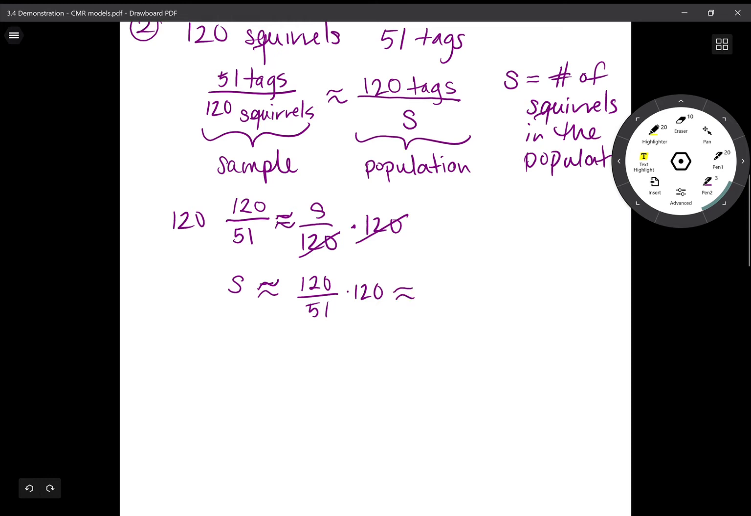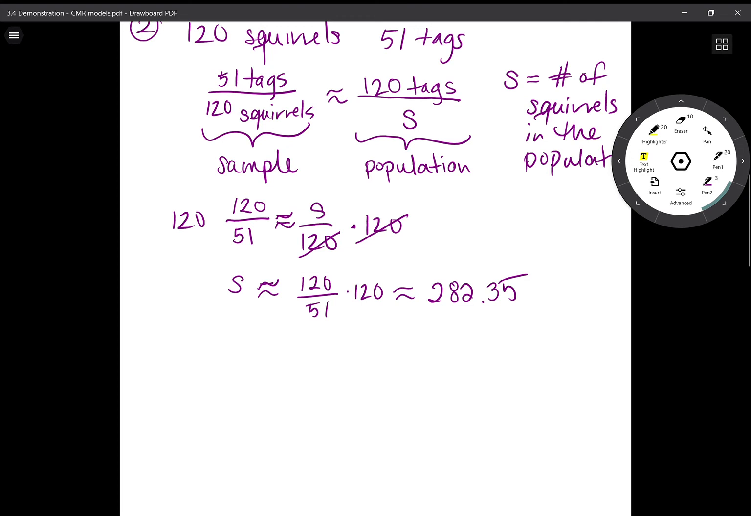Which is approximately, hold on, let me type this into my calculator really quick. Okay, so 120 times 120 divided by 51. That is not what that says. One more time, 120 times 120 divided by 51. There we go. It is about 282.35. So there's my approximate answer.